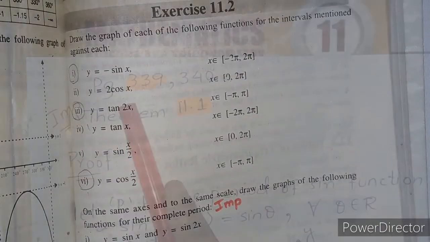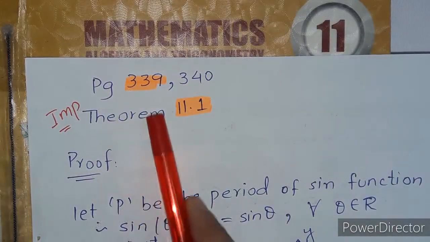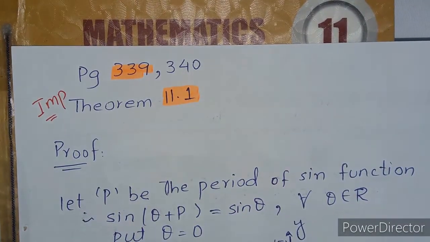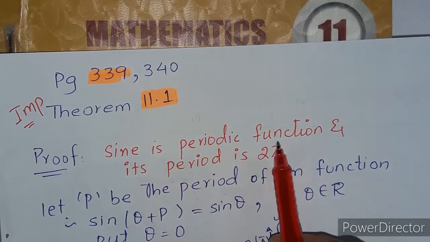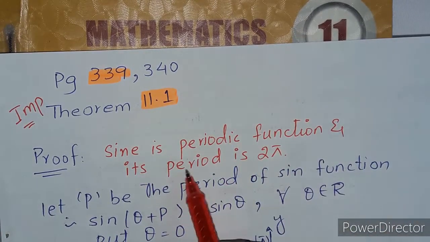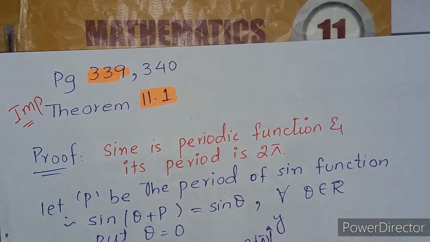So let's start our video. First we will do the theorem on page number 339. This is important for short. Its statement is: sine is a periodic function and its period is 2 pi. Or we have to prove the period of sine is 2 pi.